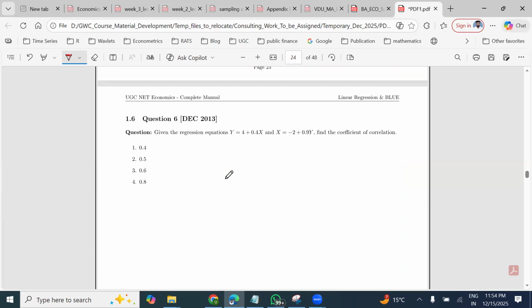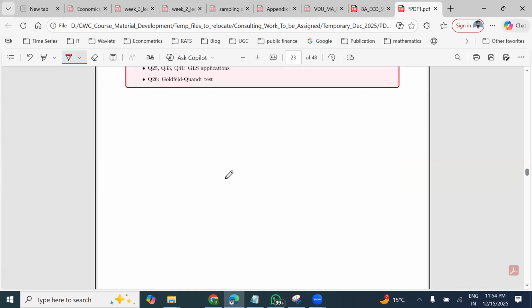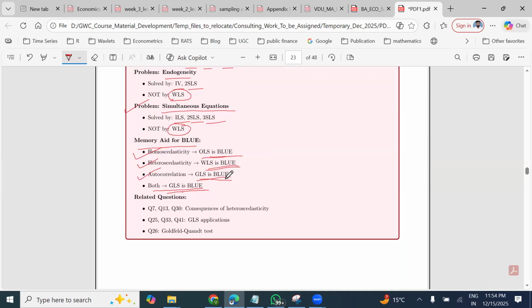Is it clear now, or have I left anything? No, sir. Clear, sir. Actually, sir, I do not understand "both". Both means both autocorrelation and heteroscedasticity. We use GLS, yes. For both autocorrelation and heteroscedasticity. Okay. Yes, sir.